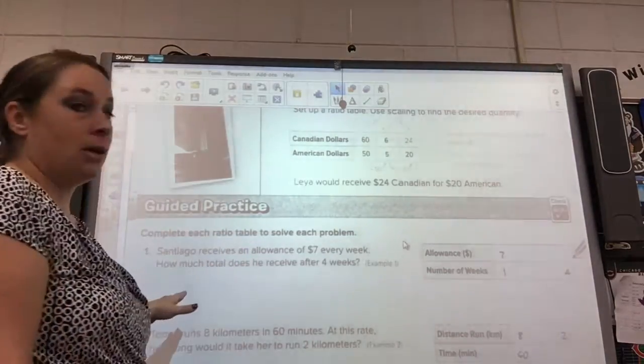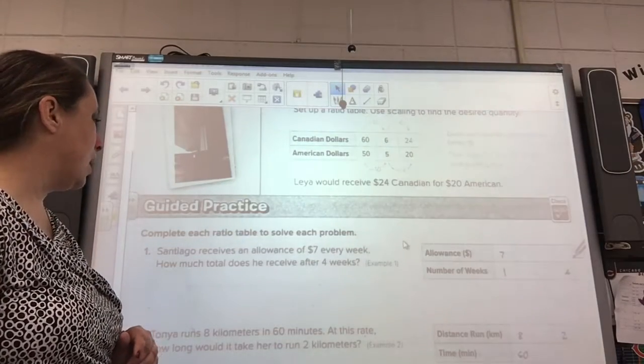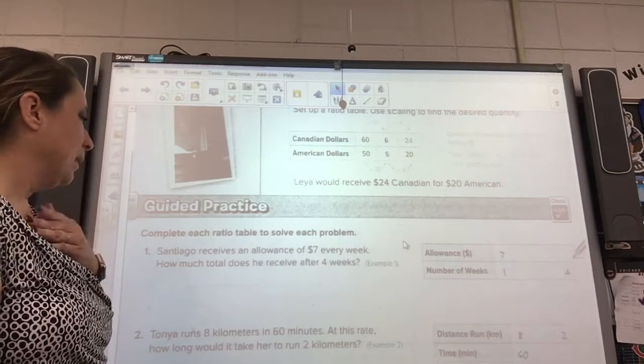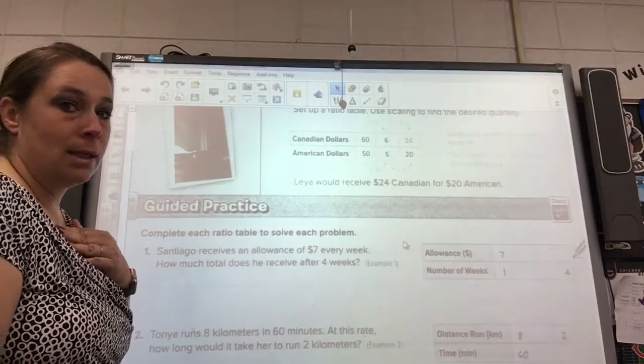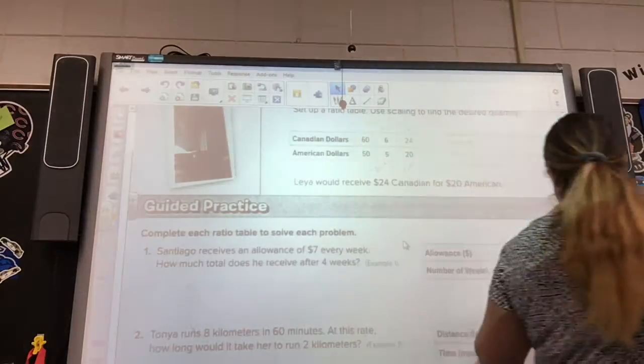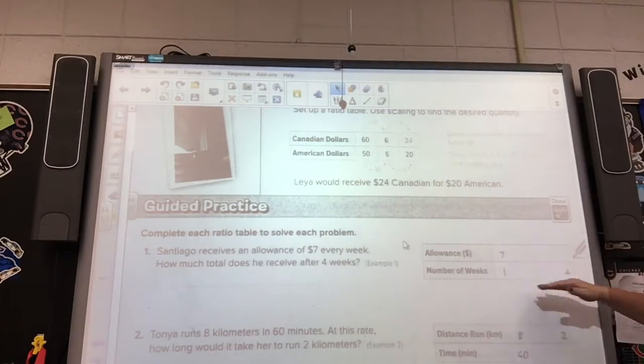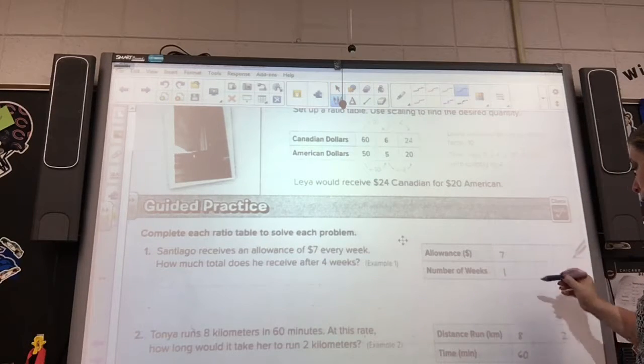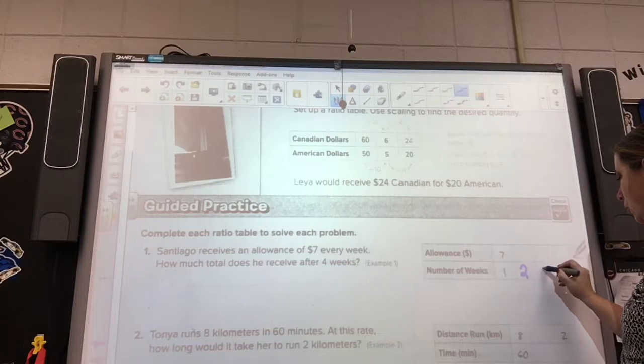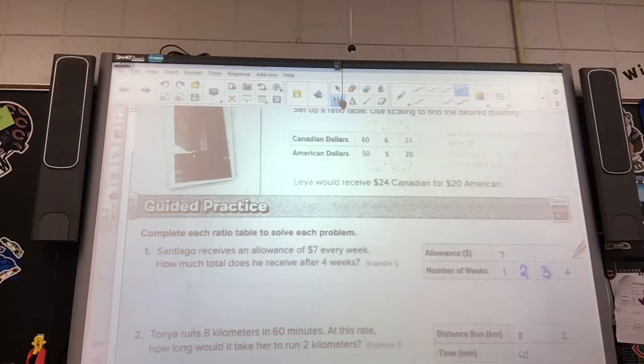So this example tells us that Santiago receives an allowance of $7 every week. How much does he receive after 4 weeks? And they give us this week 1 and week 4, and they gave us 2 boxes in between. So logically, if it's 1, blank, blank, 4, what would we put in there? We would just put in the weeks, right? Week 1, week 2, week 3, and week 4.